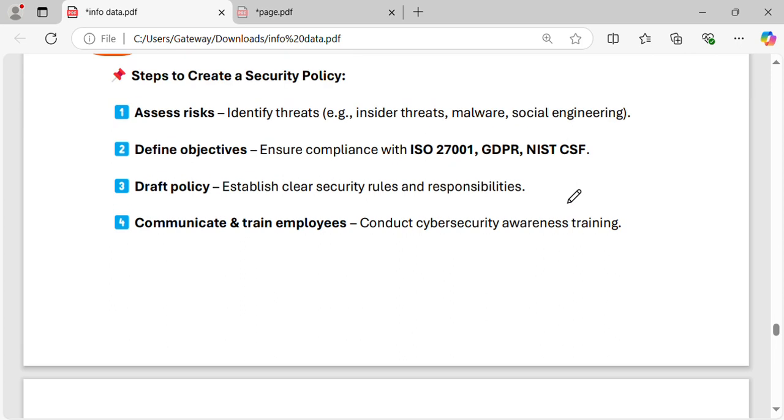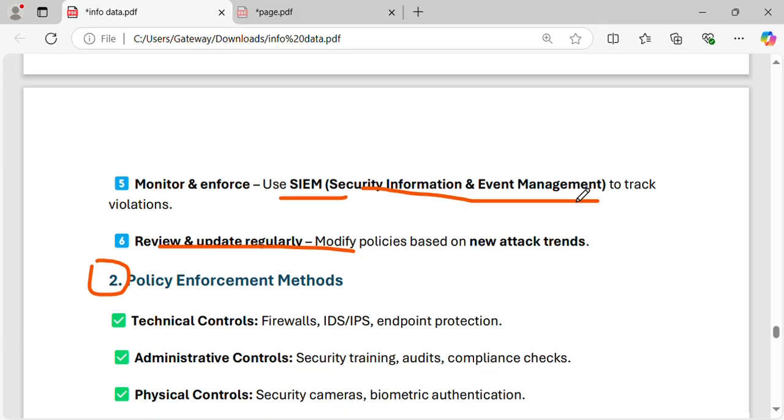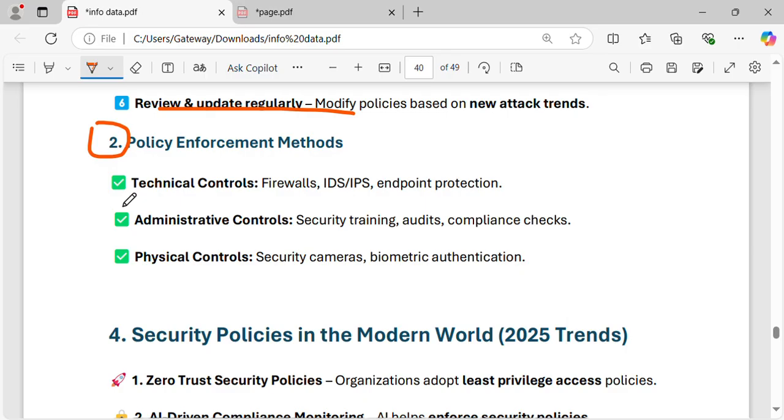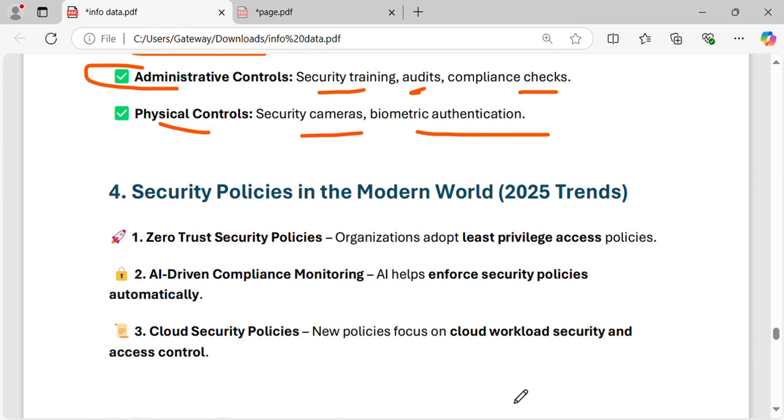So you need to make one: you need to assess the risk, then define objectives, draft the policy, communicate, and monitor and enforce. These are security information management systems to track violations, and then review and update regularly. And an important thing is enforcement methods. For technical: firewalls, IDS, IPS, and endpoint protection. Administrative controls within the organization: security training, audits, or compliance checks. Physical controls: security cameras and biometric authentication. That's how you implement the security policy.